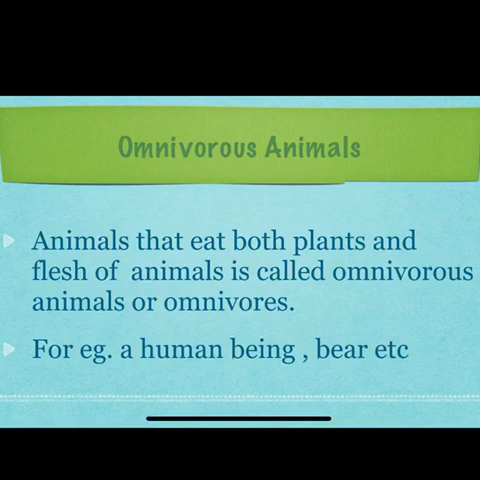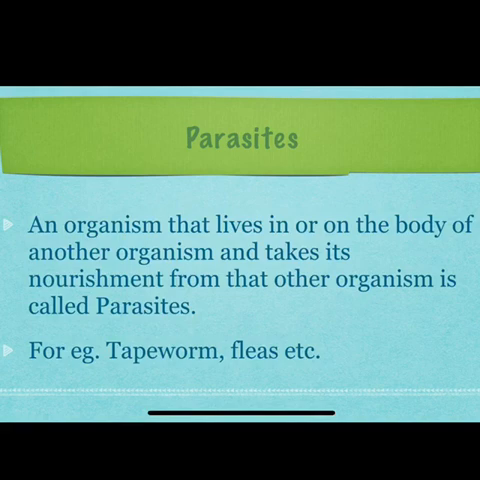Third is omnivorous animals. Animals that eat both plants and flesh of animals are called omnivorous animals or omnivores. For example, a human being, bear, etc. Fourth is parasites. An organism that lives in or on the body of another organism and takes its nourishment from that other organism is called a parasite. For example, tapeworm, fleas, etc.